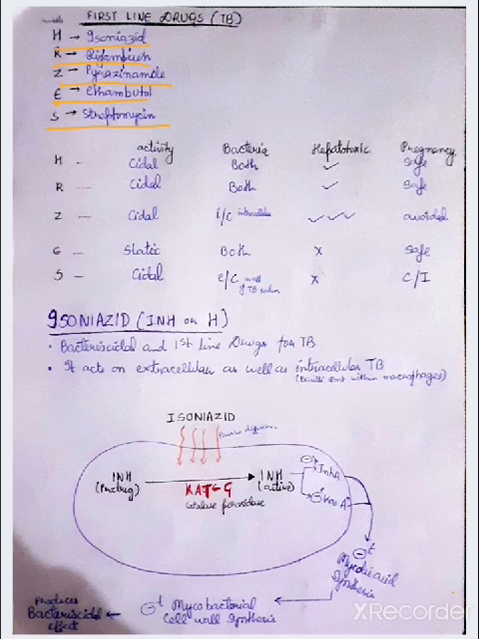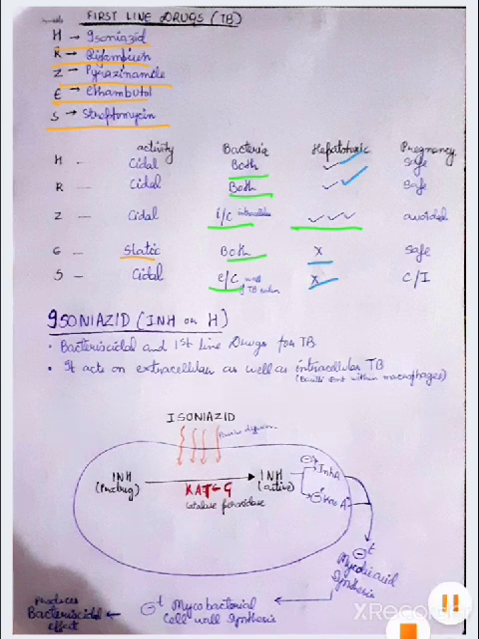Now we'll see the activity of the first line drugs. HRZ and S are cidal, while E is static. H, R and E act on both extracellular and intracellular bacteria, while Z is intracellular and S is extracellular. The most hepatotoxic is Z, pyrazinamide. E and S are not hepatotoxic, while H and R are hepatotoxic.